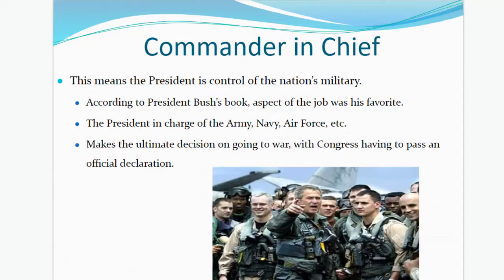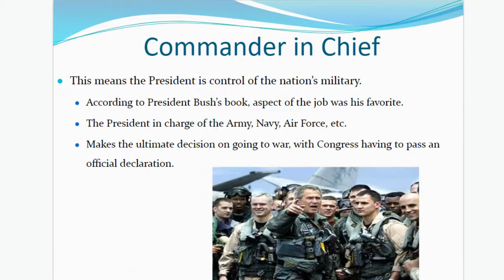The president is also the commander-in-chief, and this means the president is in control of the nation's military. According to President George Bush's book, this aspect of the job was his favorite. The president's in charge of the Army, the Navy, Air Force, etc., and they make the ultimate decision on going to war, with Congress having to pass an official declaration. Again, this is that whole idea of checks and balances.